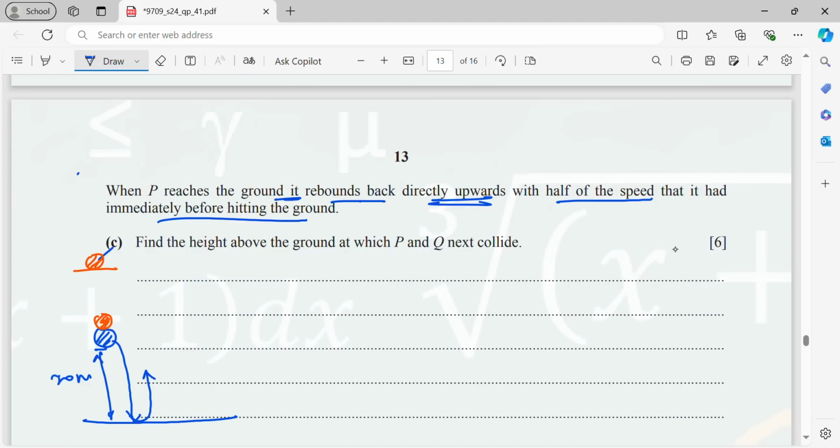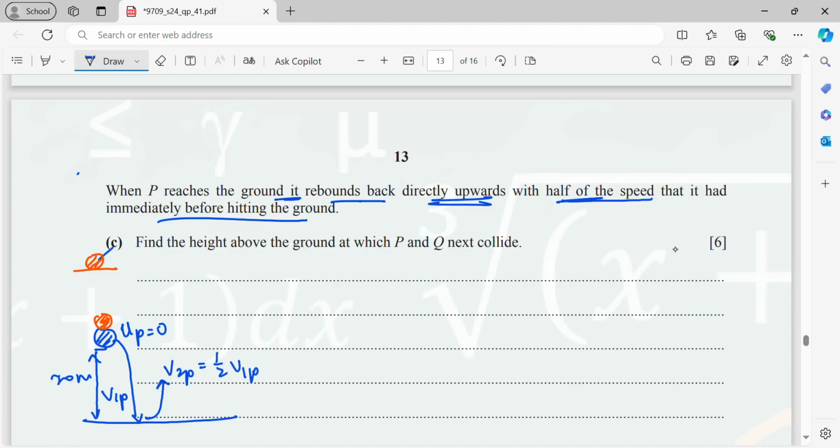So now here, I know that this V is, at first, going to be 0 because it comes to rest. So now I need to find out what is the V1 here, V1P. This is V1P. How much is this? Because I know that V2P is going to be half of V1P.